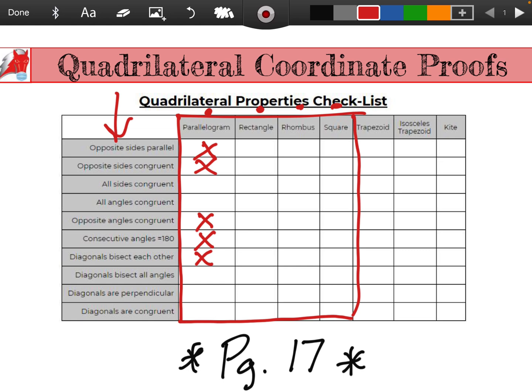Rectangles. Hopefully you're going to get the thought that there's going to be more. So a rectangle is a parallelogram, so it has all of these, and diagonals are congruent. And all the angles are congruent, meaning they're 90 degrees. Next one, the rhombus, is a parallelogram, and it has diagonals that bisect, diagonals are perpendicular, and all sides are congruent. Angles are not congruent on that one.